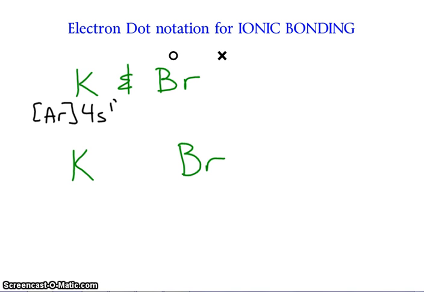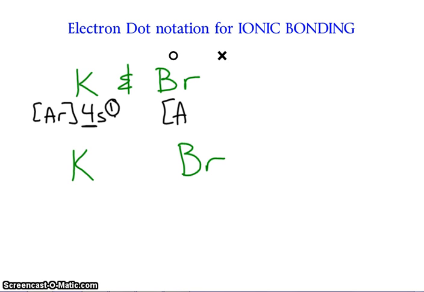There's only one electron in the highest occupied level for potassium. Potassium is on the fourth row of the periodic table. The highest energy level for its electrons is the fourth level, and there's only one electron there. That's the valence electron of potassium. Similarly, for bromine, I go across the table to column 17, still in row 4, atomic number 35.